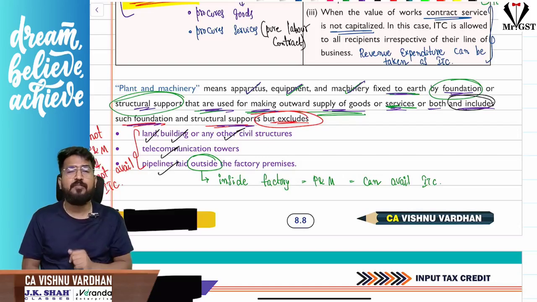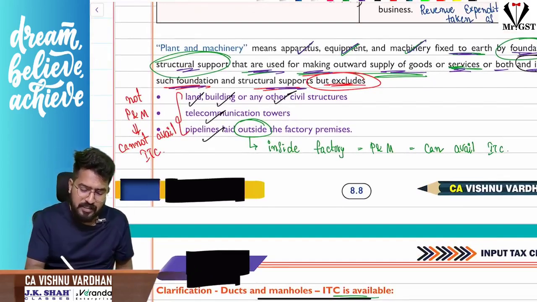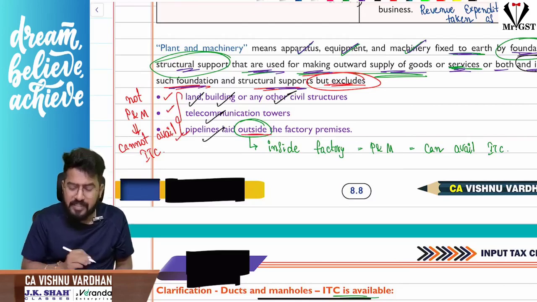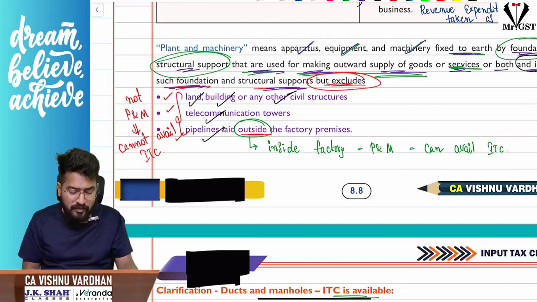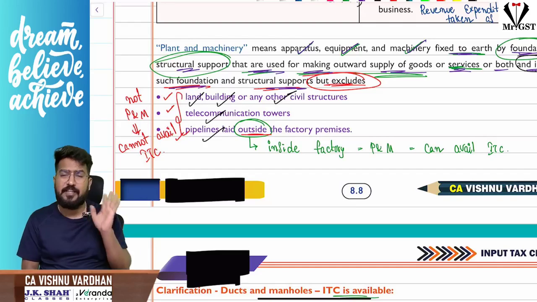What are excluded from plant and machinery, on that you cannot take ITC. Are you able to understand? So what are excluded from the plant and machinery definition? Sir, land and building and other civil structures, telecom towers, pipelines laid outside the factory premises, these are excluded from the definition of plant and machinery. That means you cannot avail ITC on these things.